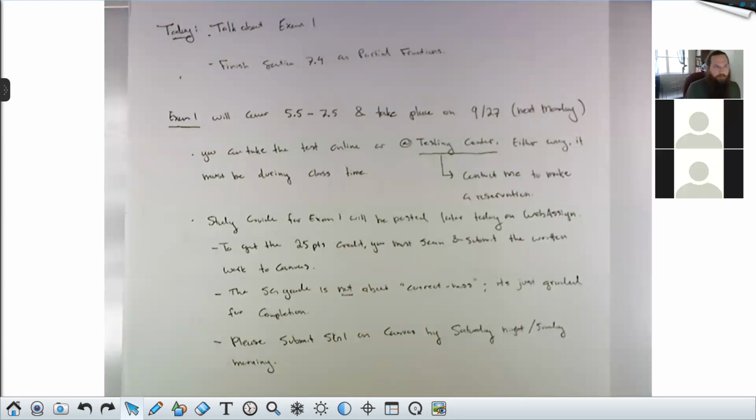I see we got one more here. How many problems are on the study guide? I don't know, haven't made it yet. Less than 20, somewhere between 10 and 20 usually. All right, usually what I'll do is I'll take 1 or 2 problems from each section that's on the test. As a general rule, that's what I do.